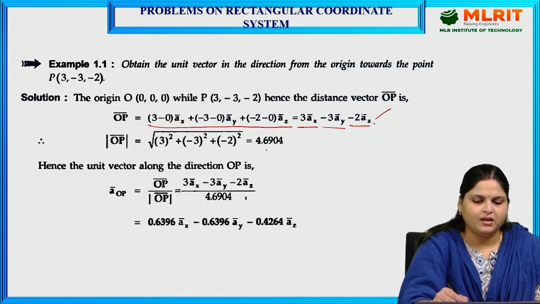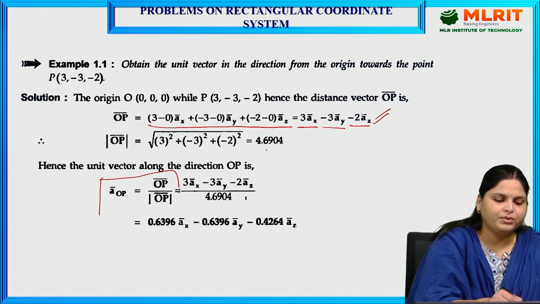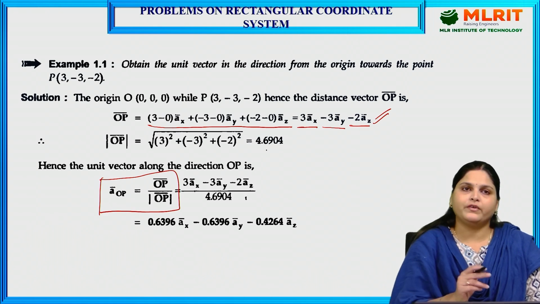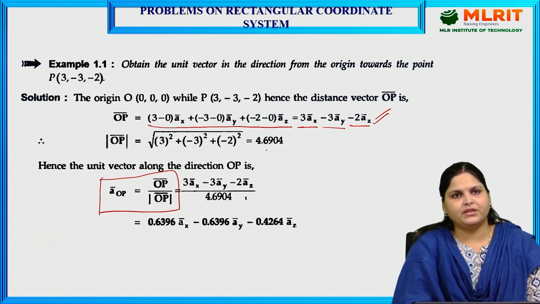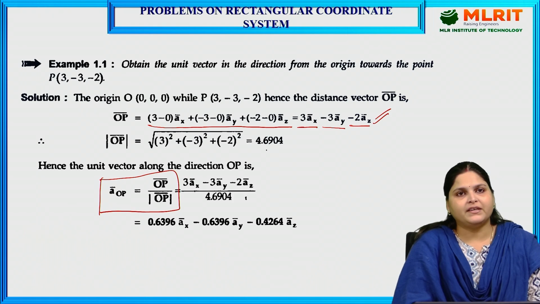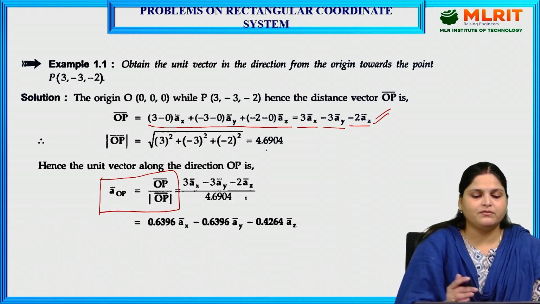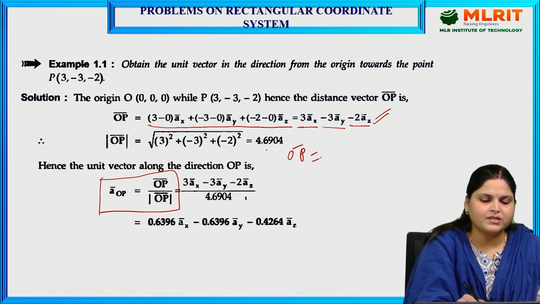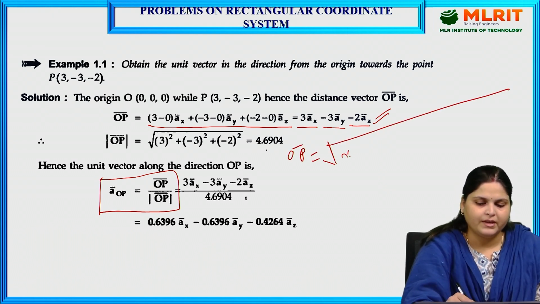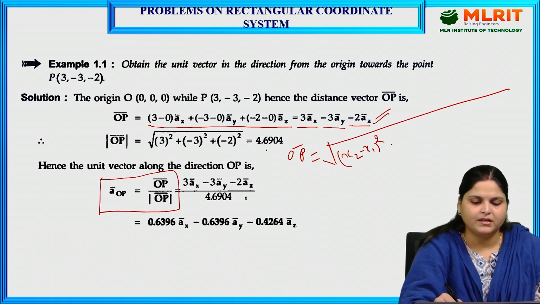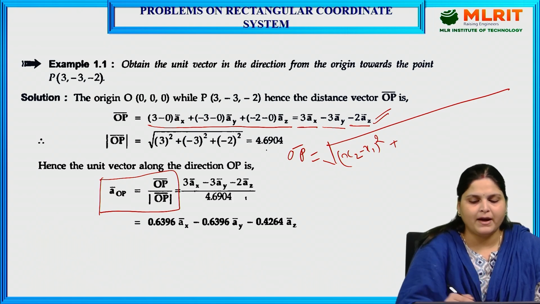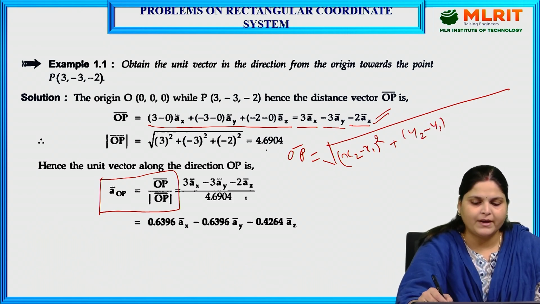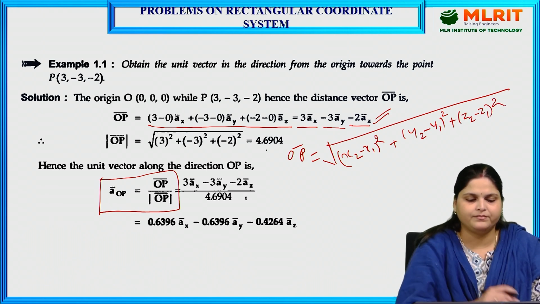So this is the numerator of this unit vector. Now we need to find the denominator of this unit vector. What is the denominator? The magnitude of vector OP, or you can call it mod. So how do we find it? Its formula is OP equals the square root of (x2 minus x1) squared plus (y2 minus y1) squared plus (z2 minus z1) squared. Here we don't write ax, ay, az, because we are not finding directions, only magnitude.